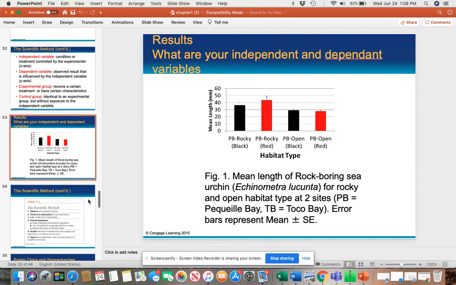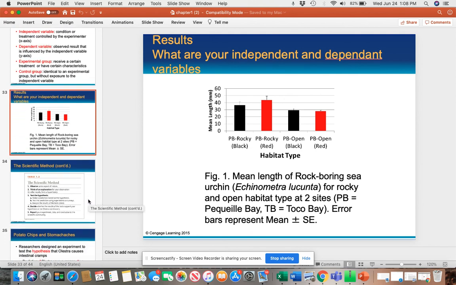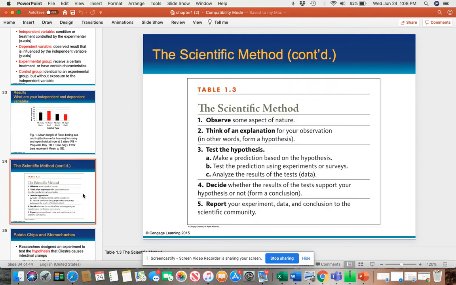The scientific method is used in science and requires us to first observe, come up with a hypothesis or question, design an experiment, collect data, analyze the data, and then report it.